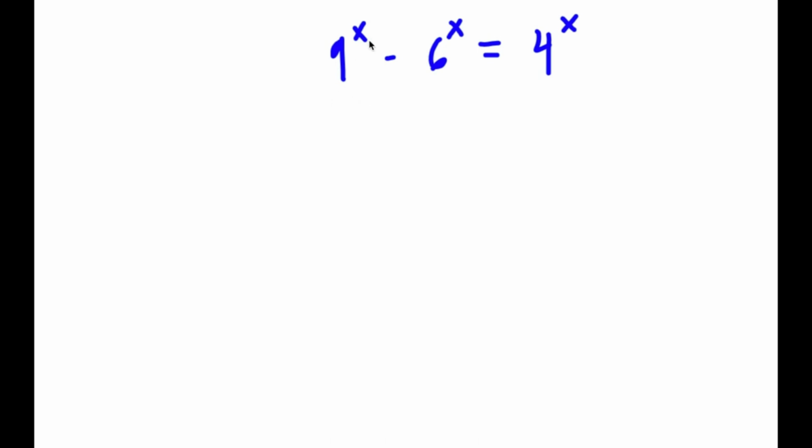In today's video, I'm going to be teaching you guys how to solve this exponential equation. So we have 9 to the power of x minus 6 to the power of x is equal to 4 to the power of x. Now what I'm first going to do is divide both sides by 4 to the power of x.